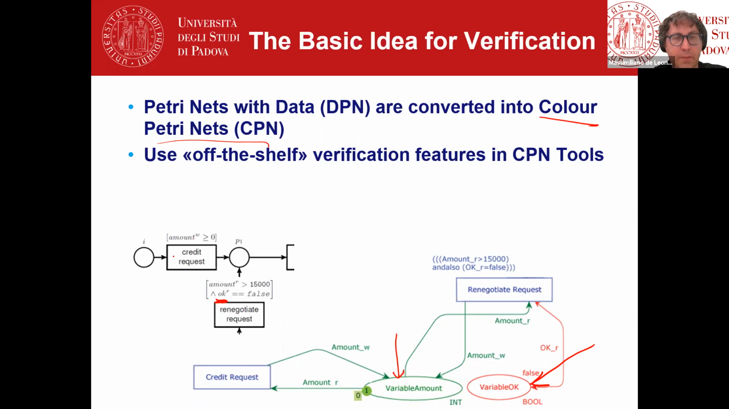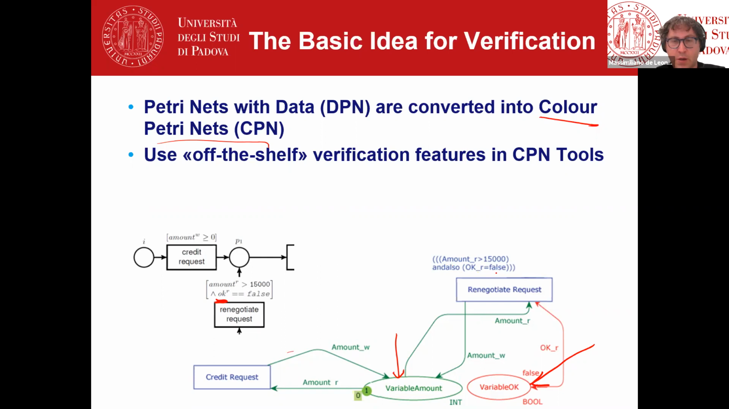Every time I write a variable in my data Petri net, I update the corresponding place of my colored Petri net. For example, here I'm writing a value greater than zero. So I consume a token and I produce back a token with a new value, and so on and so forth. For example, for renegotiate request, I'm just reading the value from amount, and then the condition is basically the same as in the data Petri net.